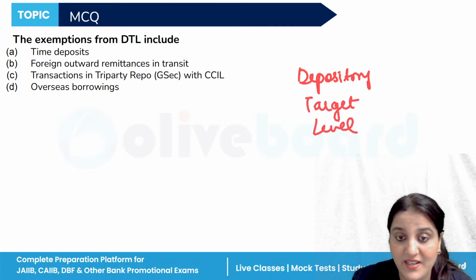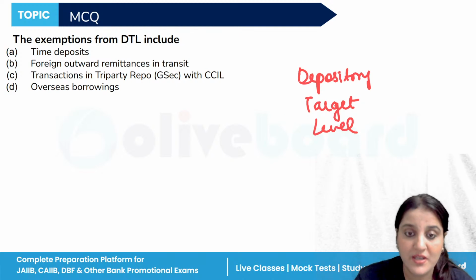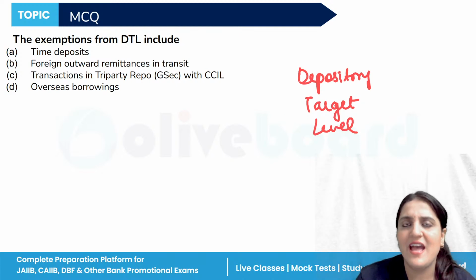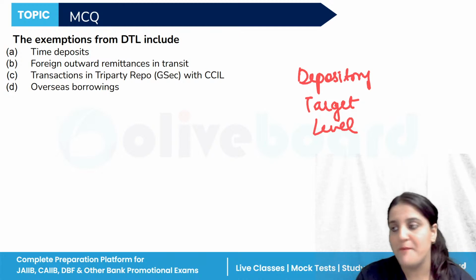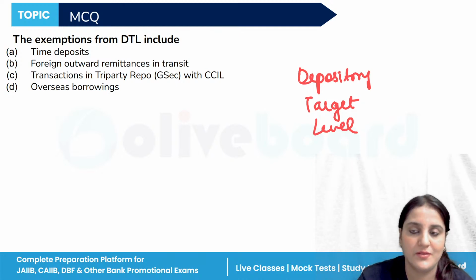Depository target level is a regulatory measure that affects the liquidity and availability of the funds for the banks and the financial institutions.